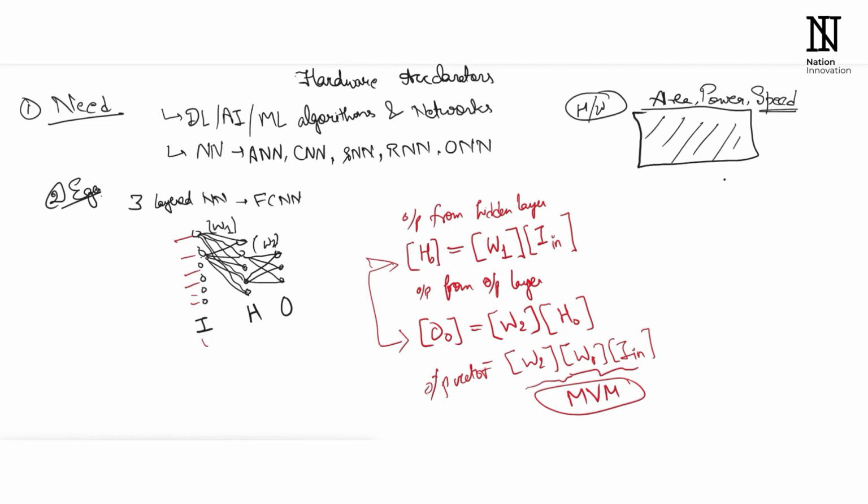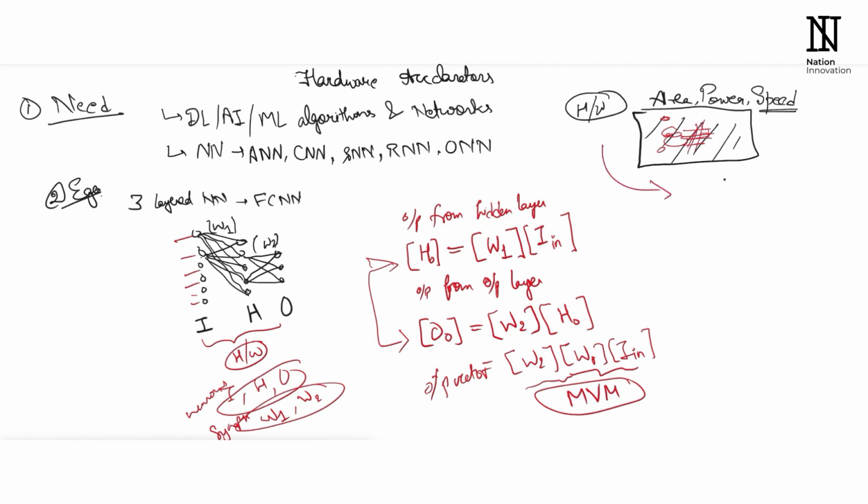Now, if we want to have this on hardware, we will have I, H, and O number of neurons, and W1, W2, the weight matrices, that is, synapses. These all need to be implemented on this hardware. The neurons will be here, synapses will be here. Now, on hardware, how do we implement it? We have a crossbar array. It is called a crossbar array with rows and columns, right?